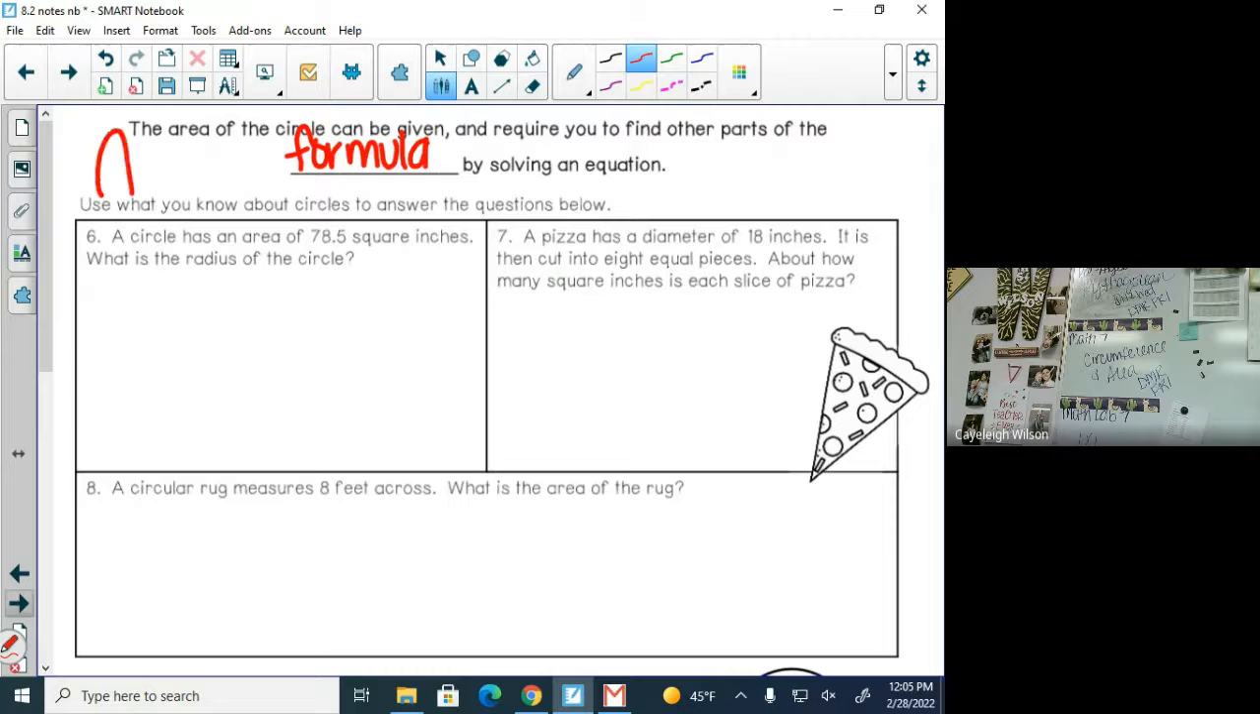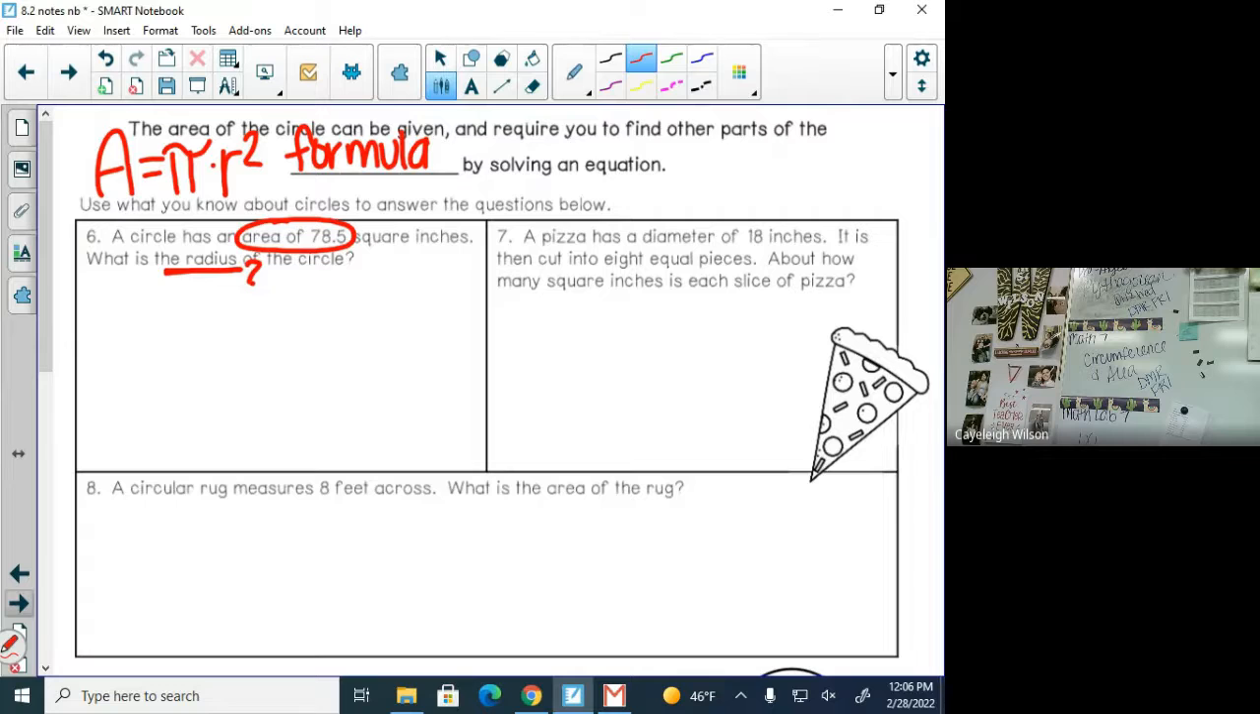So remember, area is pi times radius squared. Okay, so we're going to look at the number 6. It says, use what you know about circles to answer the questions below. A circle has an area of 78.5 square inches. So the area is 78.5. What is the radius?